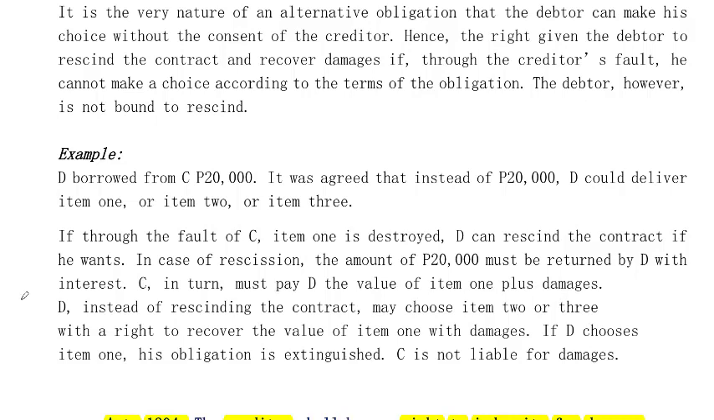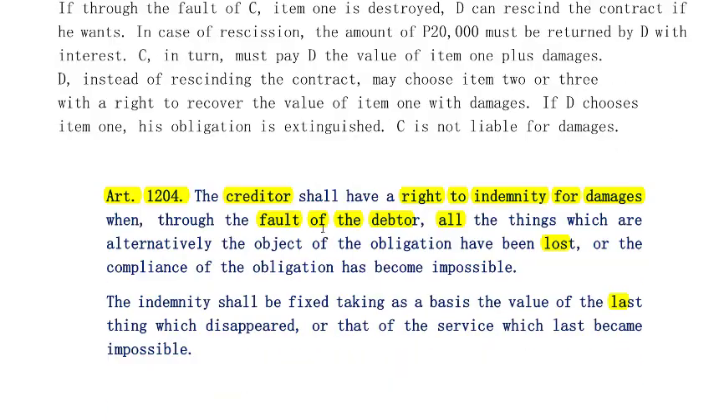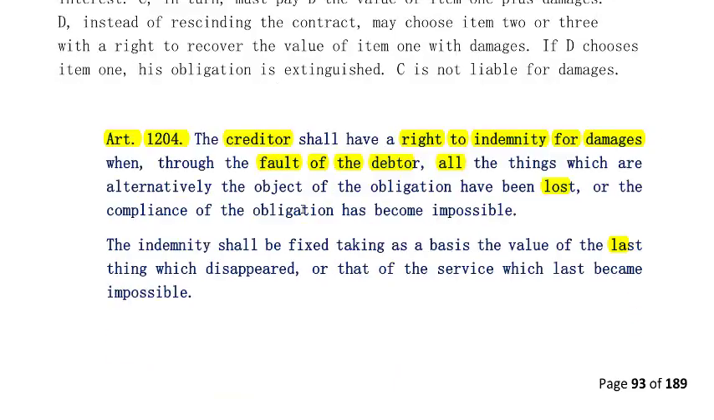Ano? So here, D, instead of canceling the contract, pwede niyang piliin daw ang item 2, yung remaining items, or 3, with a right to recover the value of item 1 with damages. So, if D naman chooses item 1, his obligation is extinguished. C is not liable for damages. So hope that makes 1203 clear.